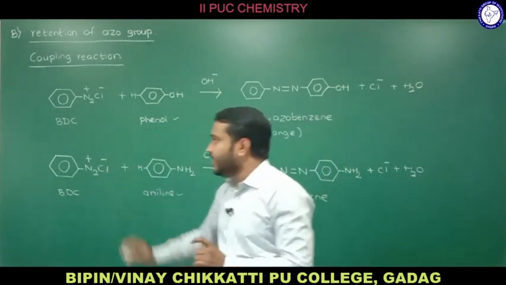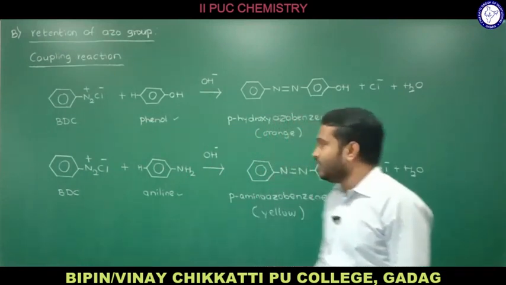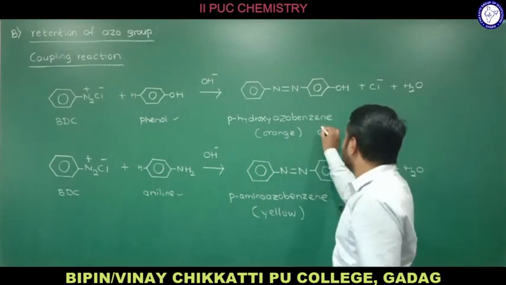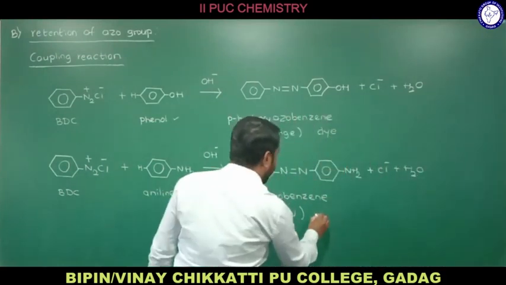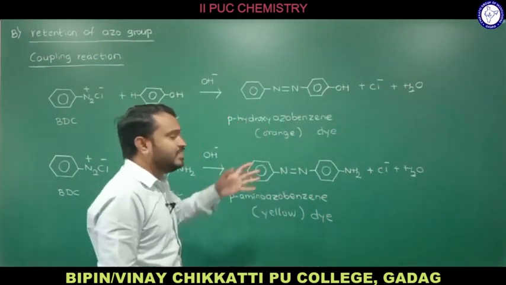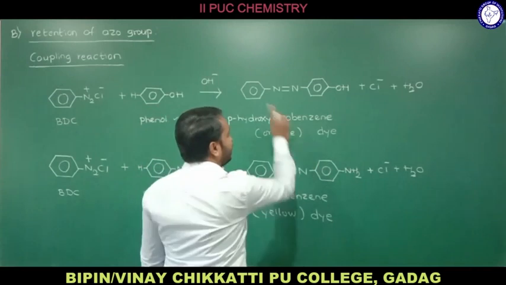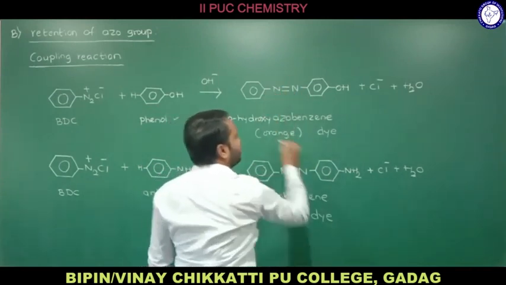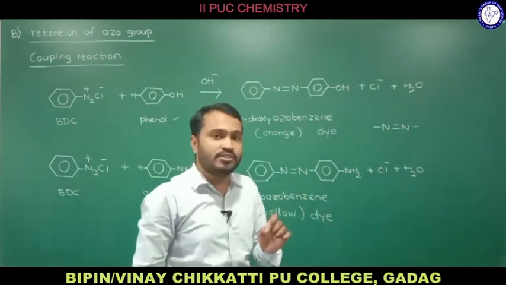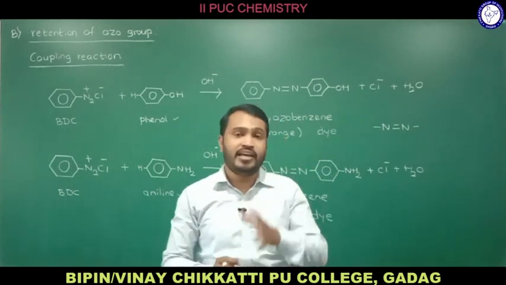When benzene diazonium chloride reacts with phenol or aniline, azo compounds are formed, azo dyes are formed. Here it is an orange dye, and here it is a yellow colored compound. These reactions we call coupling reactions. Remember, in a coupling reaction two aromatic rings are joined by this group. What is that group? This is the group. So two aromatic rings are joined by this group. Therefore this reaction is considered a coupling reaction, and that is all about the chemical reactions of diazonium chloride.